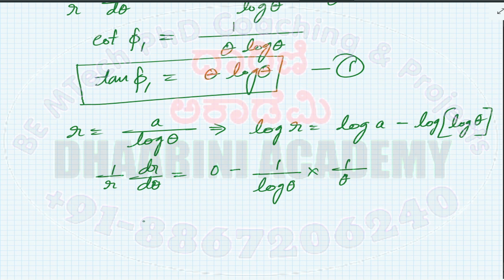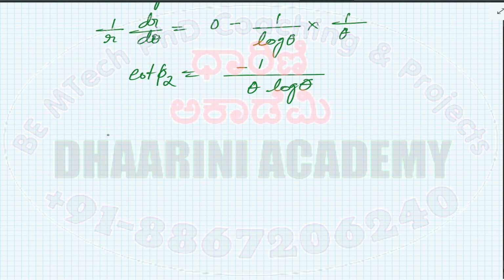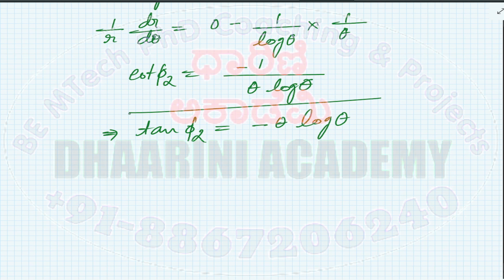So this is very clear now. Cot phi 2 is equal to minus of 1 divided by theta into log theta. Okay, let's go ahead. This implies, now what is tan phi 2? So tan phi 2 becomes equal to the inverse of the above function, that is minus theta log theta. Okay, let's call this equation 2.